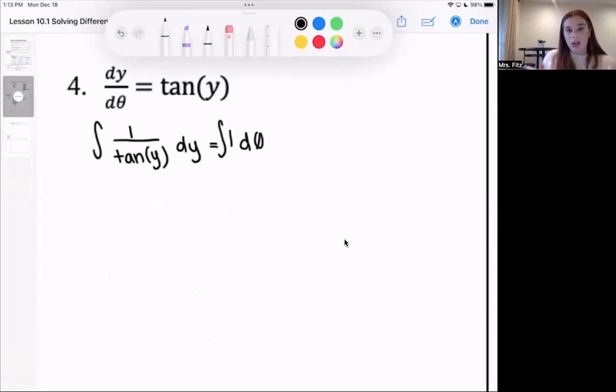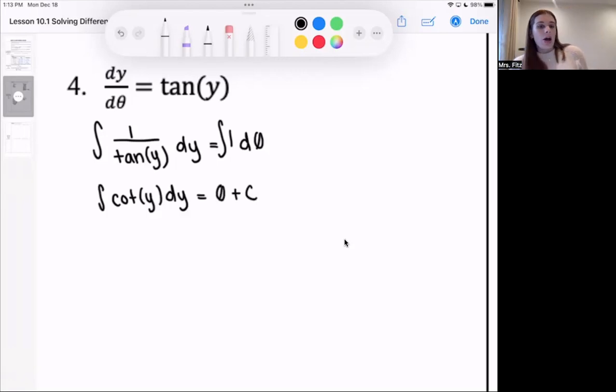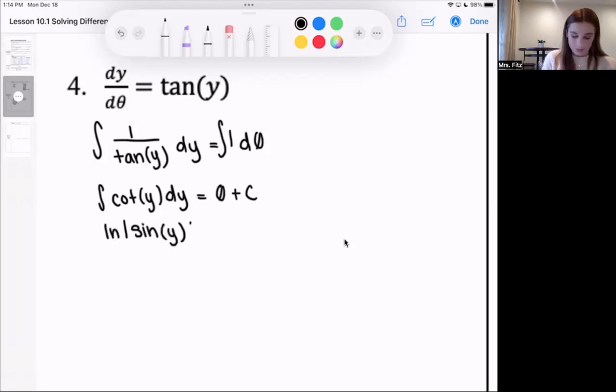Now, 1 over tangent of y is really just the integral of cotangent of y dy, which equals, we can integrate that, theta plus c. Don't forget that plus c. Okay, cotangent of y. Now remember, this is not an integral that you need to memorize. It doesn't really come up on the AP exam, but we did have it down in our notes in a previous lesson. The integral of cotangent of y is the natural log of the absolute value of sine of y, which equals theta plus c.